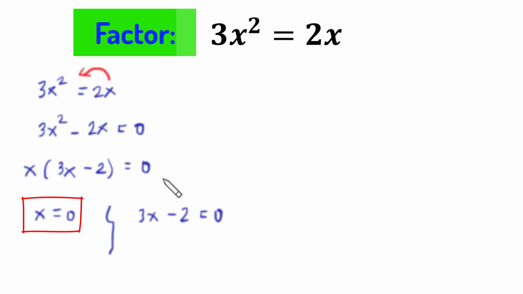Then we need to transpose negative 2 on the other side. So that becomes 3x is equals to 2. Then divide both sides by 3. So we have x is equals to, cancel 3, 2/3.